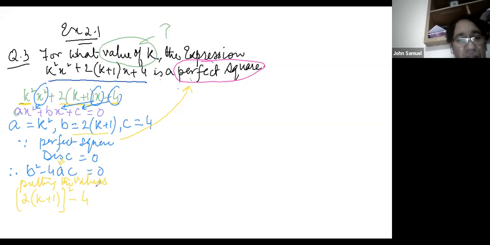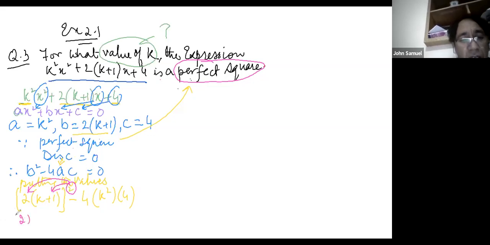What is a we have? A is k square. And then what is c we have? C is 4. Hope it is clear, my dear student. So look carefully. This square is on this 2 as well as on this factor k plus 1. So separately I can do it directly, but for the sake of some students I will expand it separately.